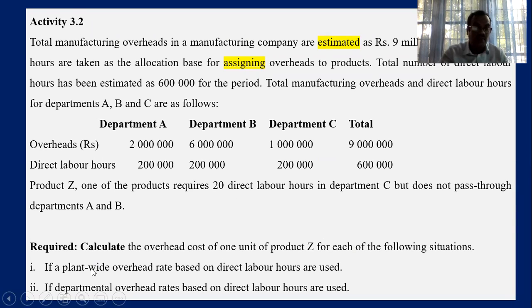Calculate by using a plant-wide overhead rate based on direct labor hours, or departmental overhead rates, whether you are going to use a single rate or departmental rates. So do it quickly, a simple calculation, but do it quickly.